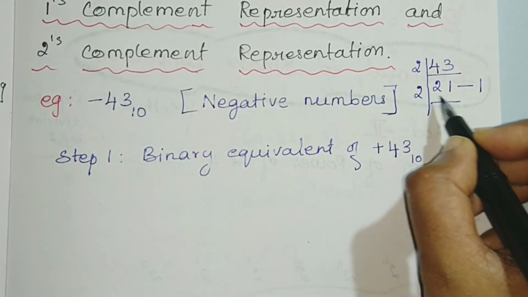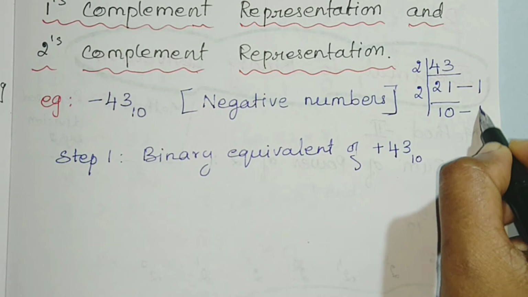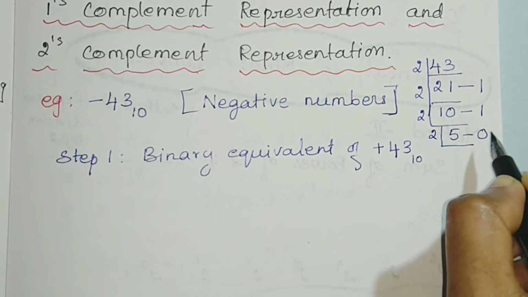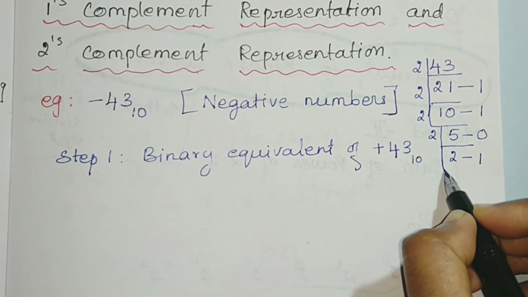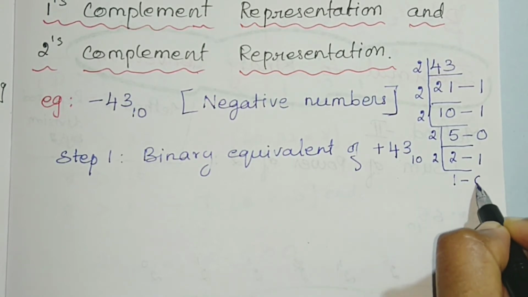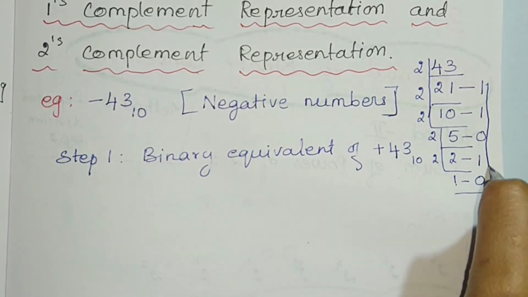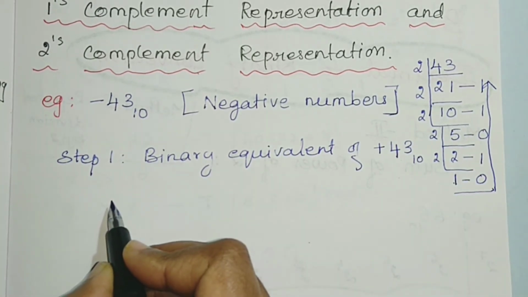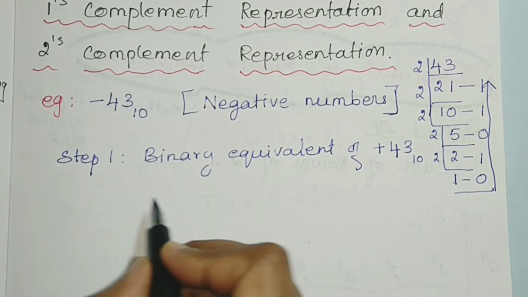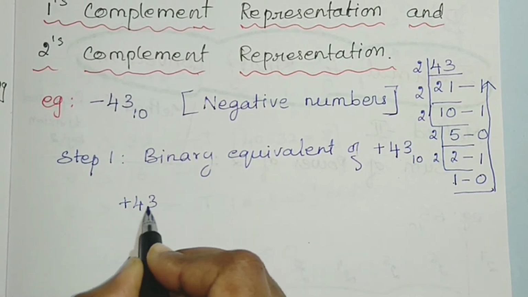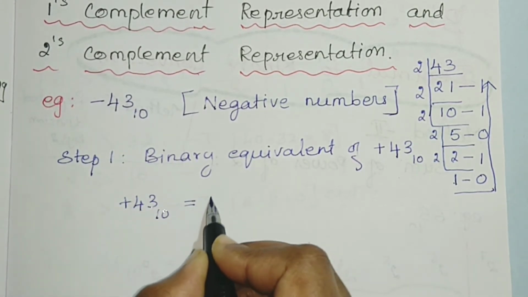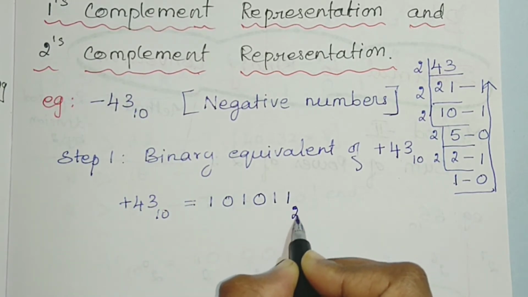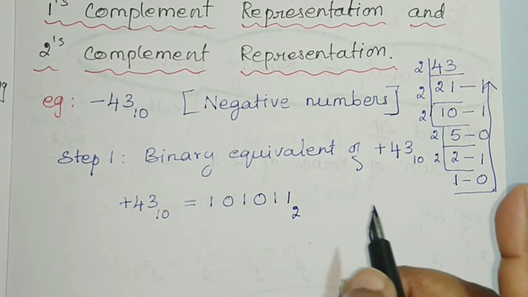We have two methods to identify the binary equivalent of a given decimal number. You can use the repeated division method, or you can use the sum of powers of 2 method. It is completely your choice. So step 1, write the binary equivalent of 43. So 43 is equal to 101011 base 2. This is your first step.